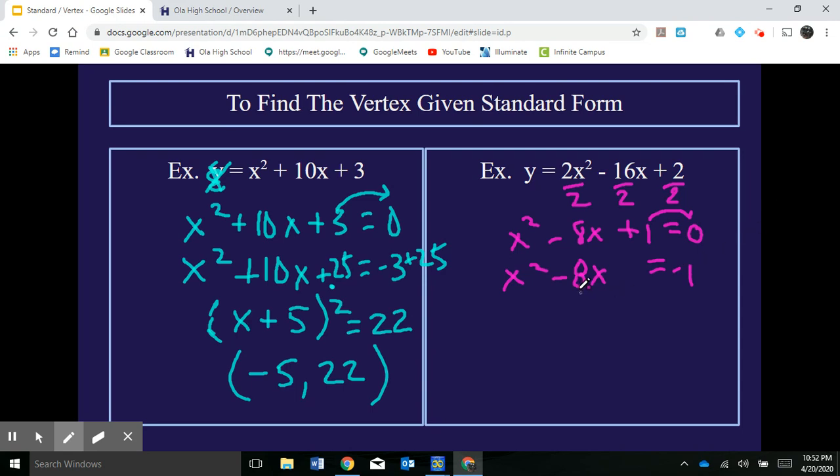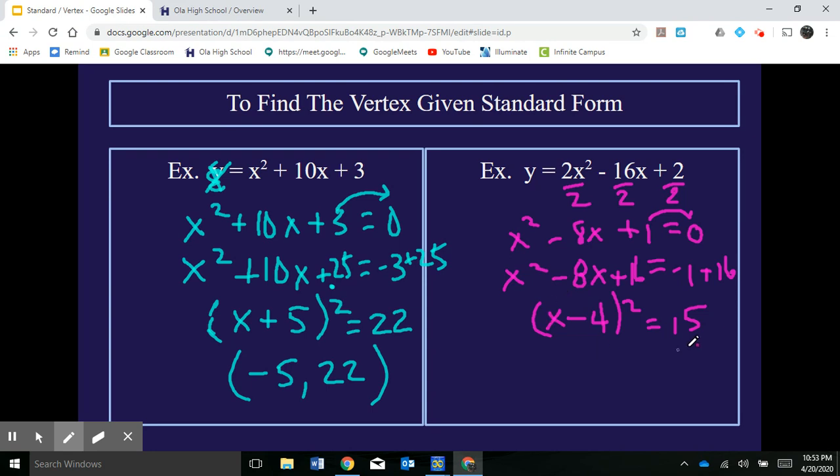Half of 8 is 4, squared is 16, so it'll be plus 16 here and here. Factor it. Remember, whatever that sign is drops down to here. So (x - 4) squared equals -1 plus 16 is 15. And we're done. Now we're in vertex form.